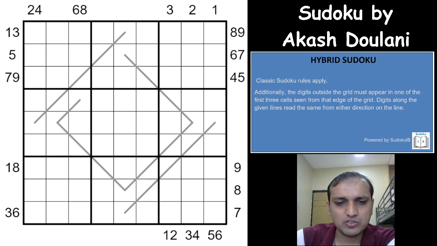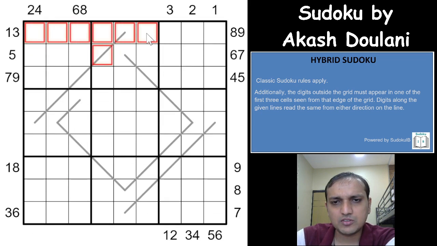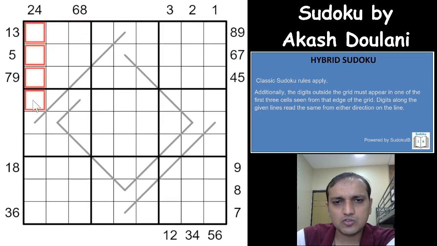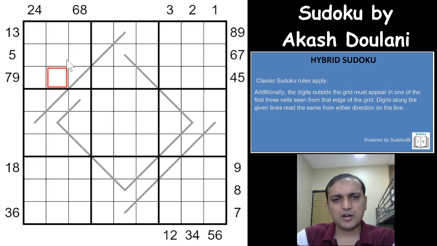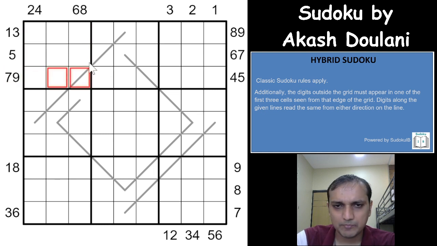And now coming back to this Sudoku. Classic Sudoku rules apply. You need to place digits from 1 to 9 in each row, each column, and 3x3 box without repetition. Apart from that, you have some digits outside the grid. Those digits indicate the digits that would have to be in the first 3 cells in the corresponding row or column. So if you have 1 and 3 here, 1 and 3 would have to be in one of these 3 cells. The same thing with the 5, the same thing with the 7 and 9.